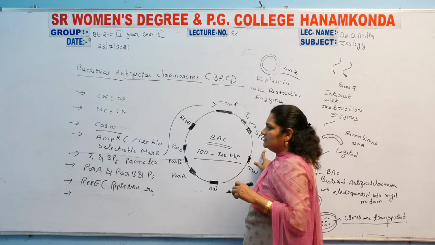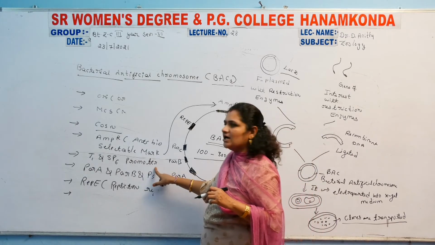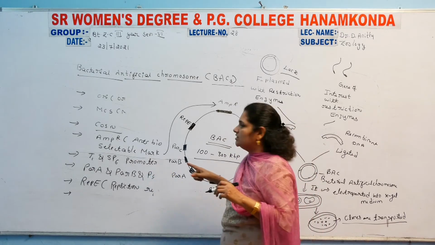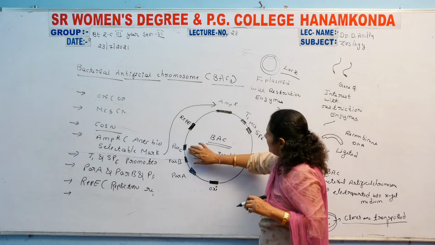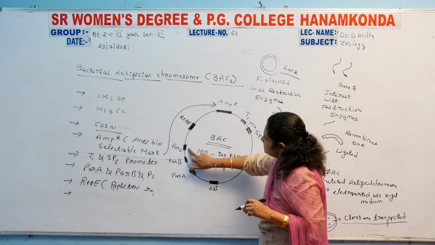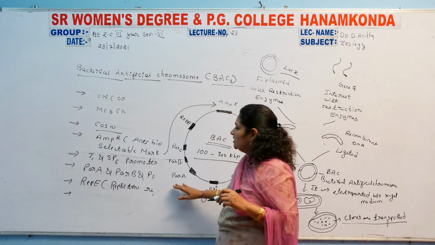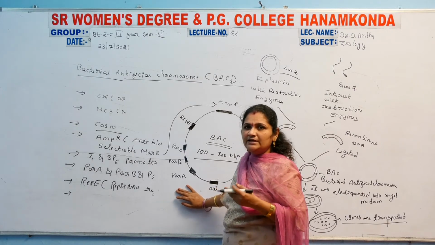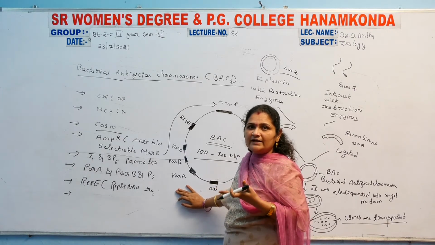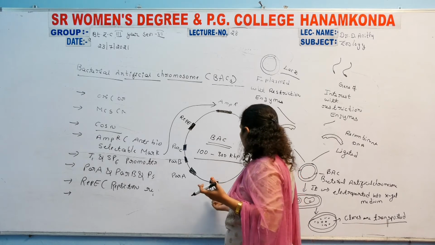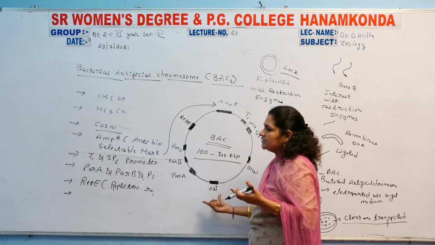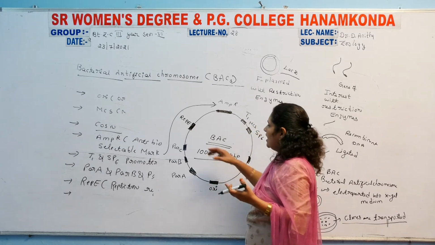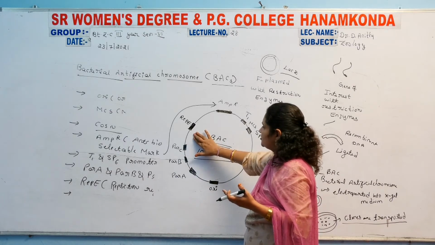And T1 and SP6, see here, these are promoter genes. And next, parA, parB, parC: these maintain the stability of the bacterial artificial chromosome. And ORI is the origin of replication, where replication starts here. And REP is also for replication.